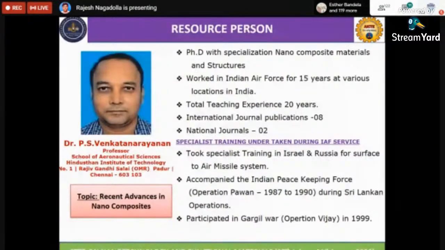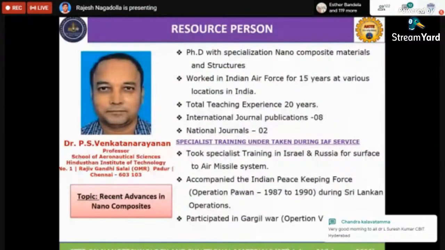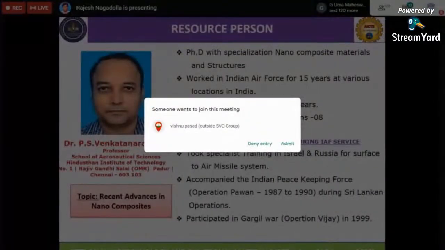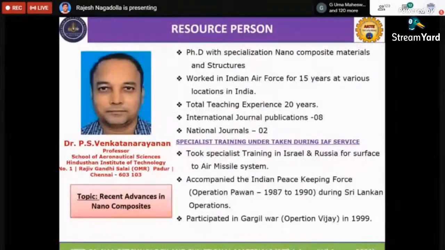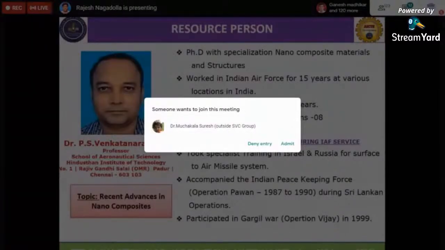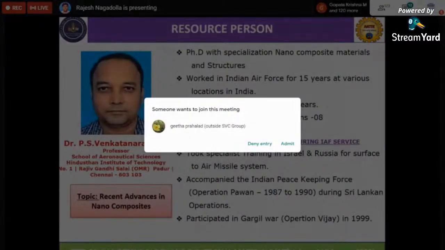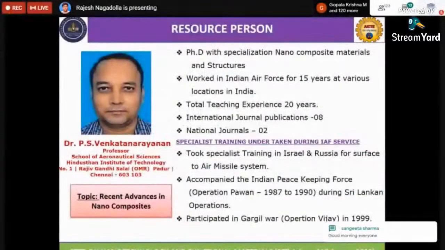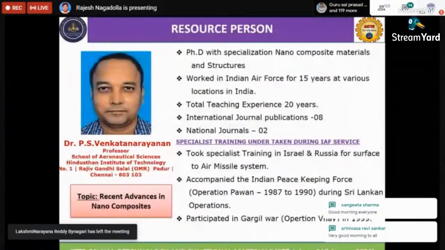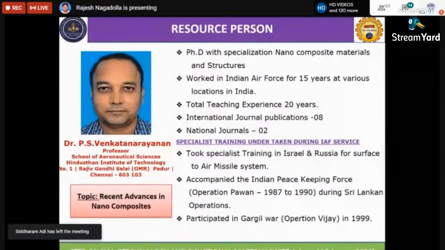Good morning to one and all present here. This is the second day of our program on nanotechnology and functional materials. Thank you for joining with us. Today morning in the first session, our resource person, Dr. P.S. Venkatanarayanan, Professor, School of Aeronautical, Hindustan Institute of Technology, Chennai, is going to deliver a lecture on recent advances in nanocomposites and functional materials. Now let me introduce our resource person.